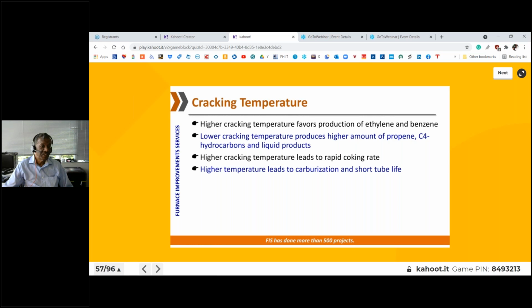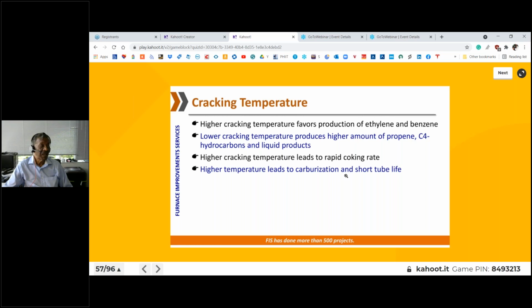Higher cracking temperature favors the production of ethylene and benzene. Lower cracking temperature favors a higher amount of propylene, butane, butenes, and liquid products. Now, the downside of higher cracking temperature is that it leads to a rapid coking rate. So that's another thing: run length goes down. The furnace run length goes down as the temperature is increased. So that's a penalty we have to pay. The other problem with higher temperature is that it leads to carburization and short tube life.